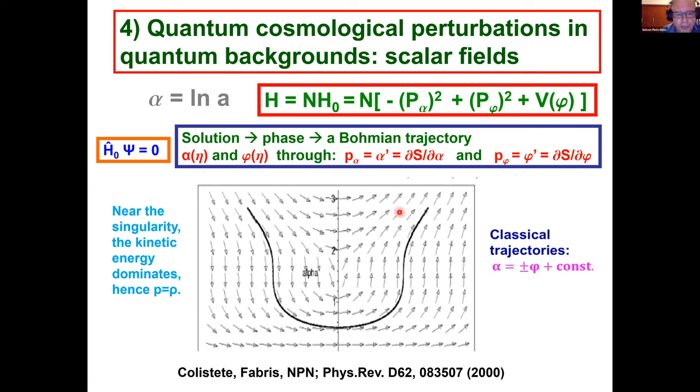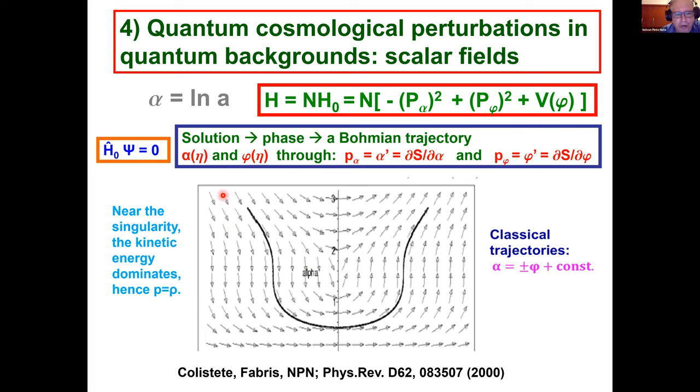Okay. So let me try to make you understand what's going on here. First of all, if you have a scalar field with a potential, if you get near the singularity, the kinetic term dominates over everything, over the potential term, and the scalar field behaves as what is called stiff matter. It's something with a pressure so high that it is of the same order of magnitude as the energy density. This is the so-called stiff matter. In this situation, the classical scalar field obeys this equation here.